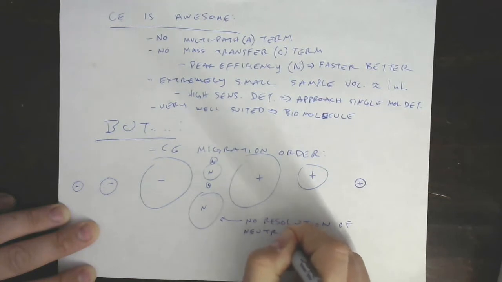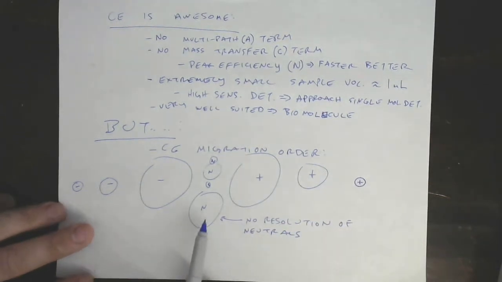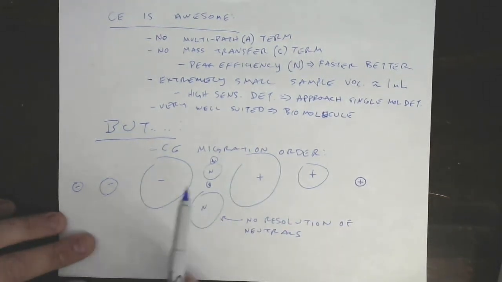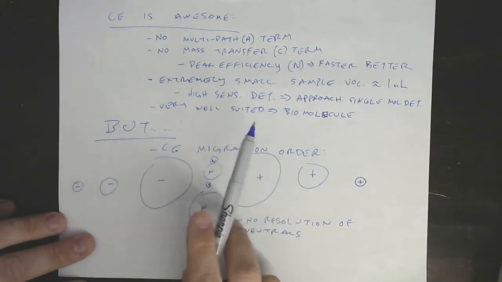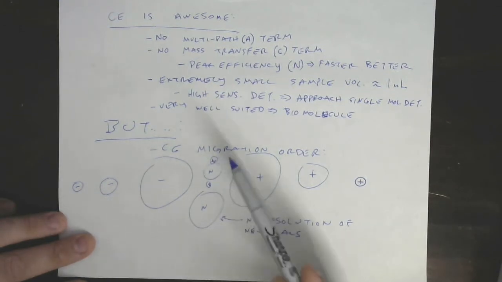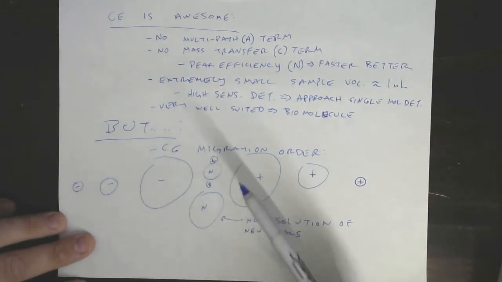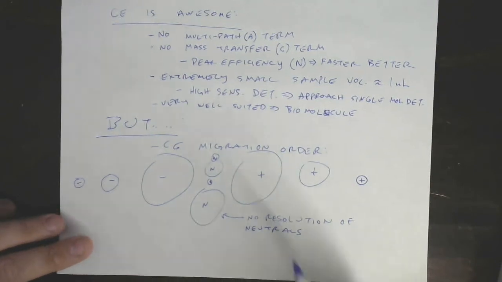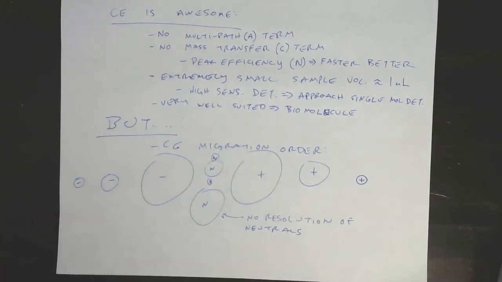And this can be a big problem. There's a lot of interesting chemistry that doesn't involve the kind of acid-base chemistry that will put charges on these things. Or maybe it does, and we're not at the right pH range to see the charged constituent, so it remains neutral, right? We get no resolution of these neutrals, and that's a pretty big problem.